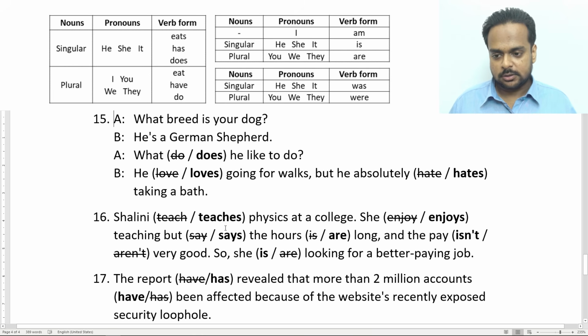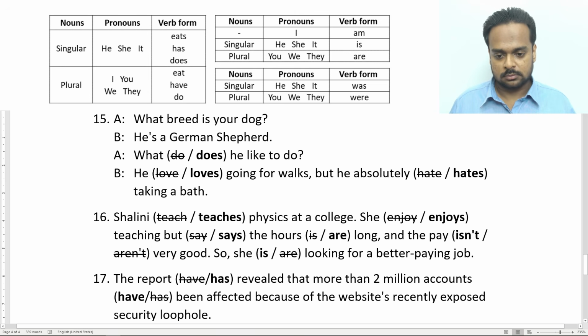Now, up until this point, we've been dealing with Shalini, who is one person, so a singular subject. But here it gets a little complicated. But she says, the hours, plural, the hours are long, and the pay, singular, isn't very good. So she, singular again, is looking for a better paying job. Number 17, the report has revealed, the report is singular, the report has revealed that more than 2 million accounts, plural, have been affected because of the website's recently exposed security loophole.